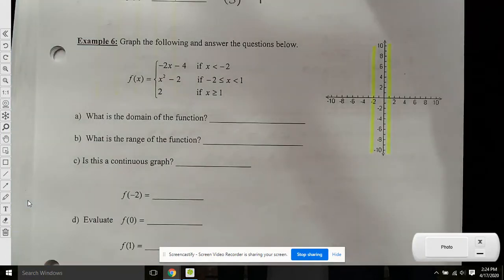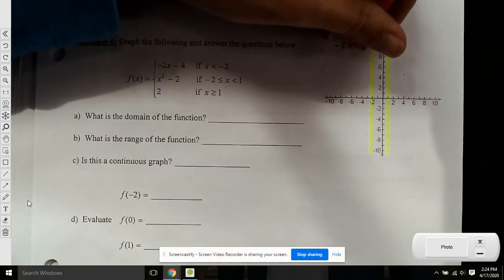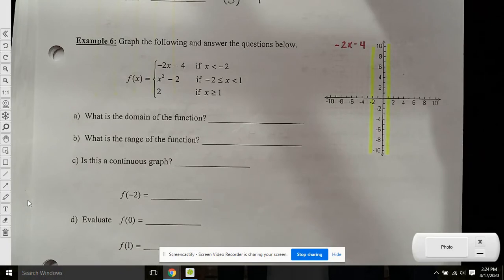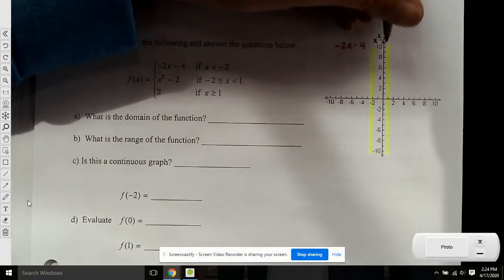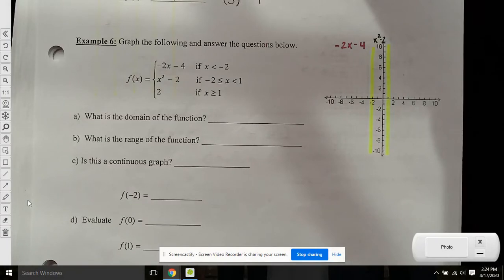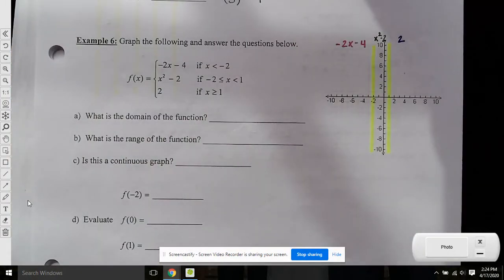So on the left end, we have negative 2x minus 4. In the middle, we have x squared minus 2. And on the end, we have 2. So let's start with negative 2x minus 4.